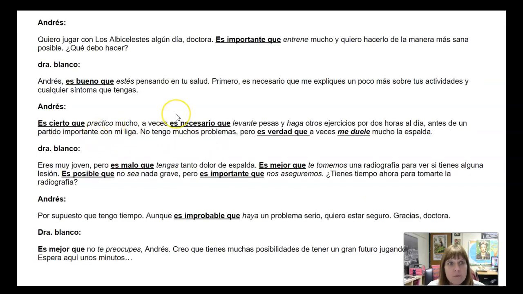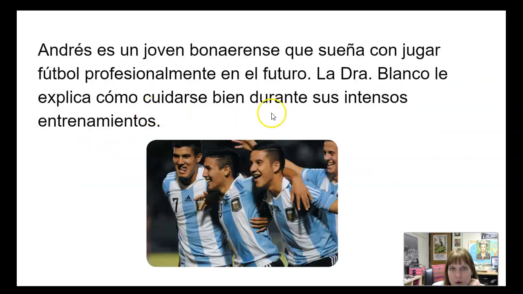Okay, so muy bien. Andrés es un joven bonaerense que sueña con jugar fútbol profesionalmente en el futuro. Andrés is a young, so bonaerense means una persona de Buenos Aires, a person that is from Buenos Aires, right? So a person from Buenos Aires, Argentina, just like we would call someone from Paris a Parisian, just like someone from Madrid is un madrileño, madrileña, someone that lives in Madrid.